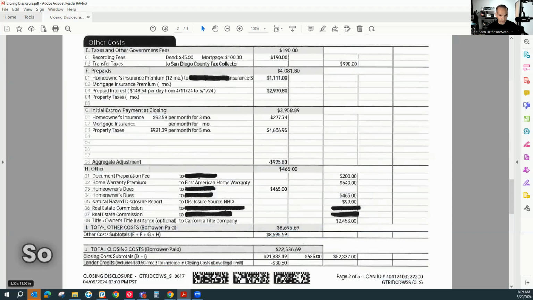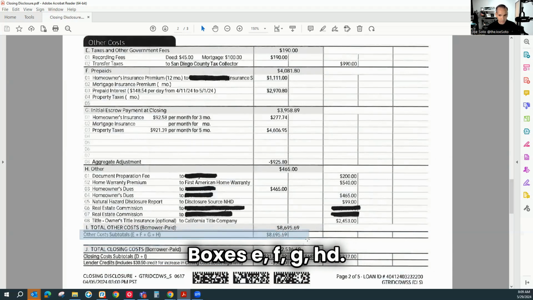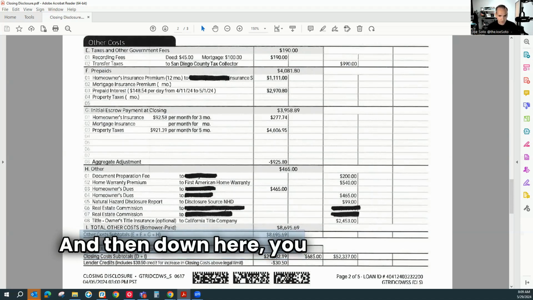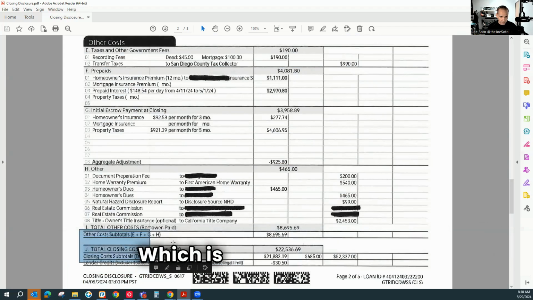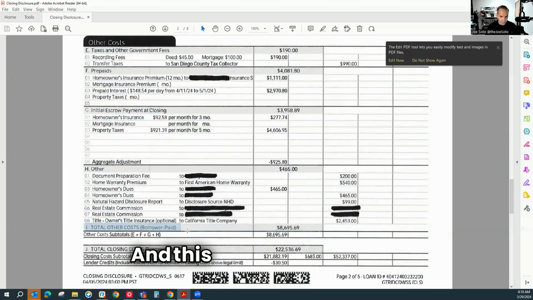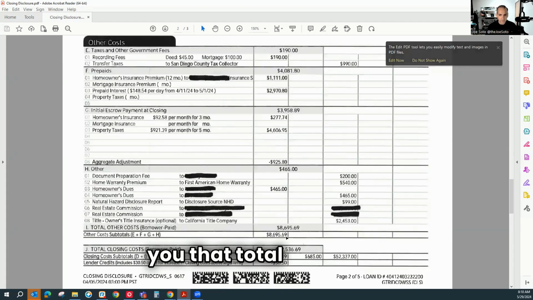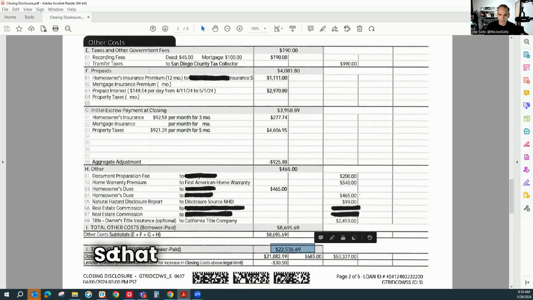And then you have the totals, right? So down here, you could see it adds up boxes E, F, G, H. That's a total of 86.95. And then down here, you have the total of everything, which would be both sides, which is D and I, right? Which is the first top part and this part, I and D, gives you that total of 22,536. Okay. So that's everything in there.